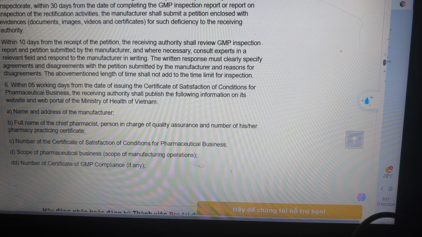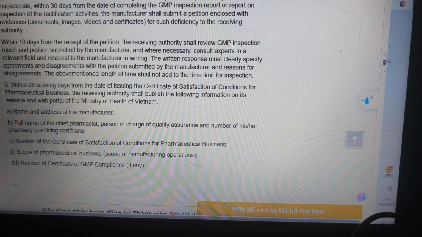The receiving authority shall review the GMP inspection report and petition submitted by the manufacturers and, when necessary, consult experts in the relevant field and respond to the manufacturers in writing. The written response must clearly specify agreement or disagreement with the petition submitted by the manufacturers and the reasons for the disagreement. The above-mentioned length of time shall not be added to the time limit for the inspection.